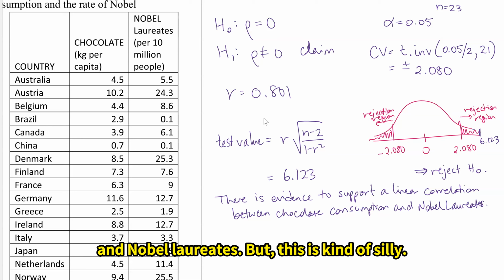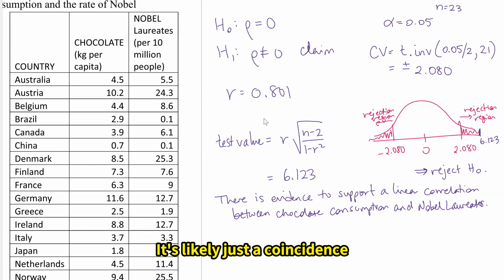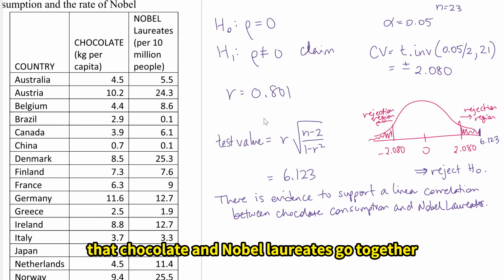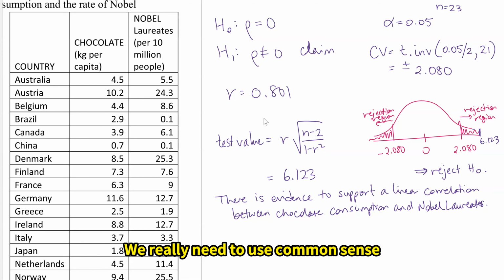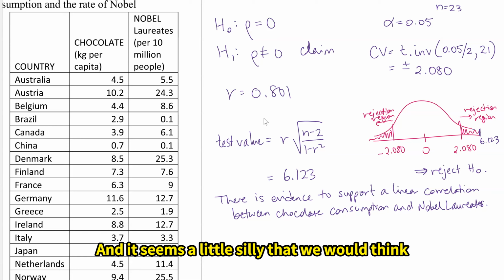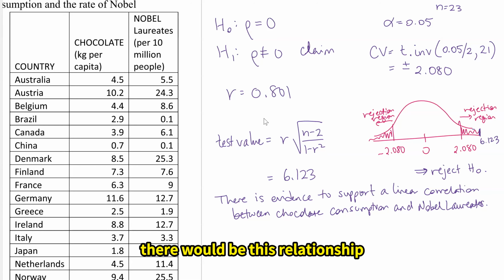But this is kind of silly. It's likely just a coincidence that chocolate and Nobel laureates go together. We really need to use common sense when we're interpreting our results, and it seems a little silly that we would think there would be this relationship between two very unrelated things.